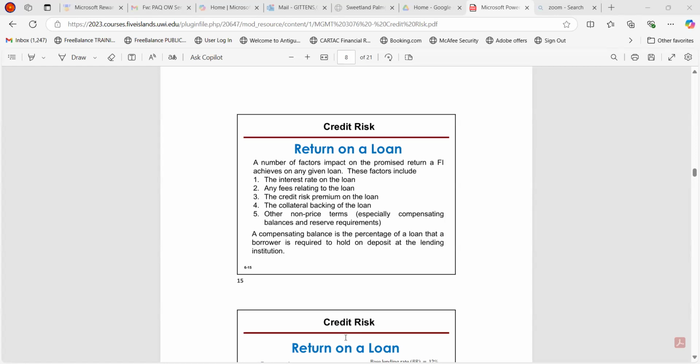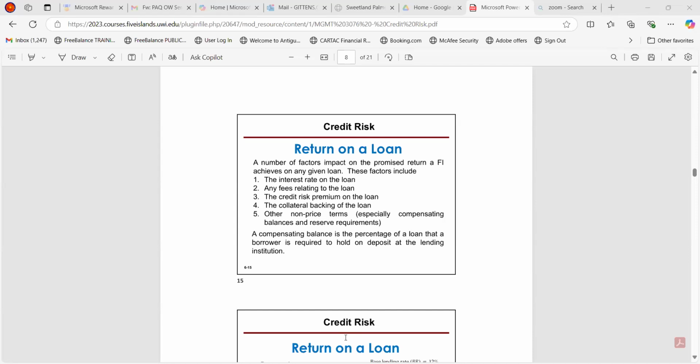Right. So in pricing a loan, the financial institution is going to look at the return on a loan. And the return on a loan, it's a calculation which includes the interest rate on the loan, any fees that are relating to the loan. So anything like negotiation fees, any other fees that a bank may want to charge on the loan.